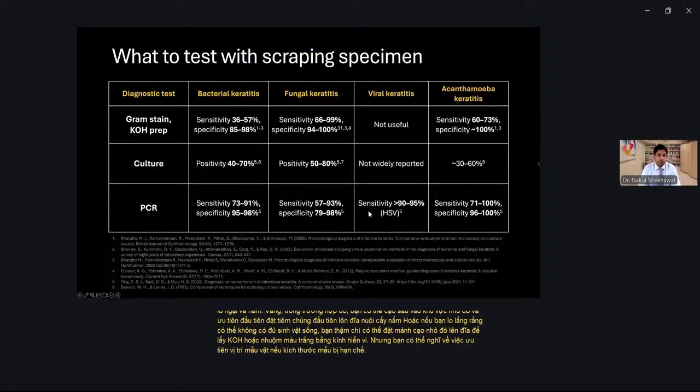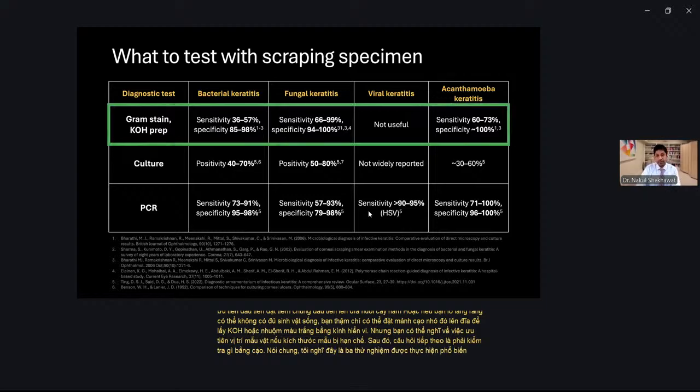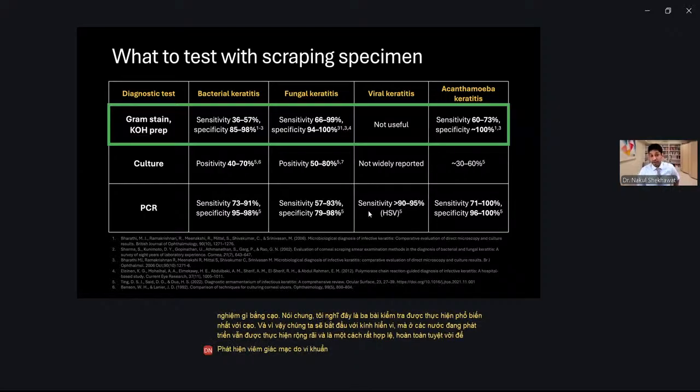Then the next question is what to test with the scraping. In general, I think these are the three most commonly performed tests with scraping. And so we'll start with microscopy, which in developing countries is still widely performed and is a very valid, perfectly great way to detect bacterial and fungal keratitis, and also, with the right stains, acanthamoebic keratitis.